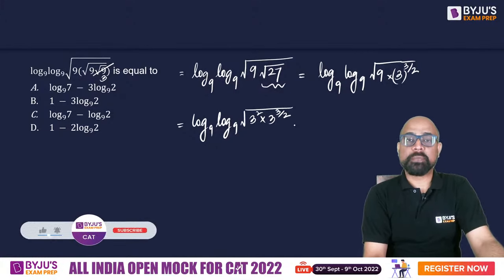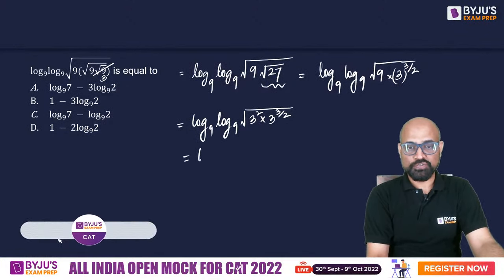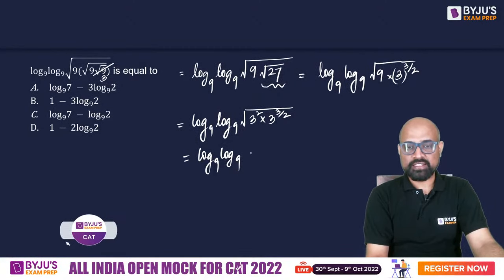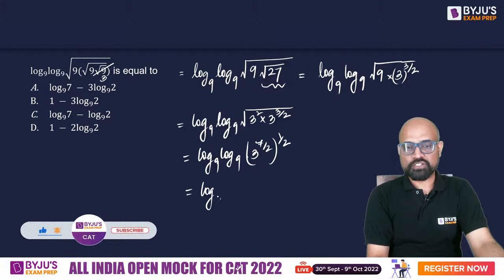And then because the bases are same, the powers are supposed to get added, right? So we will have log to the base 9, log to the base 9, and then we will have 3 to the power 2 plus 3 by 2, which is going to give us 7 by 2, and whole to the power 1 by 2 is what we will have. So this is going to give us log to the base 9, log to the base 9, and we will have 3 to the power 7 by 4.